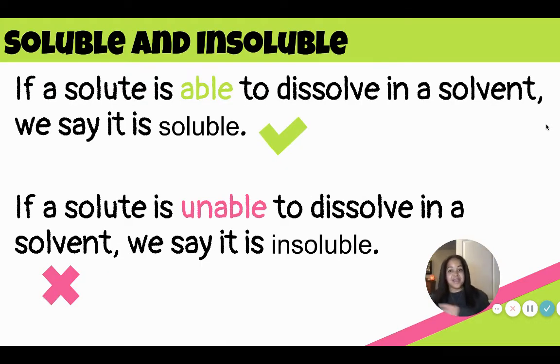And also, if a solute can dissolve in the solvent, we say it is soluble, okay? So we know that if sugar can dissolve in the water, it is soluble. If a solute is unable to dissolve in a solvent, we say it is insoluble.